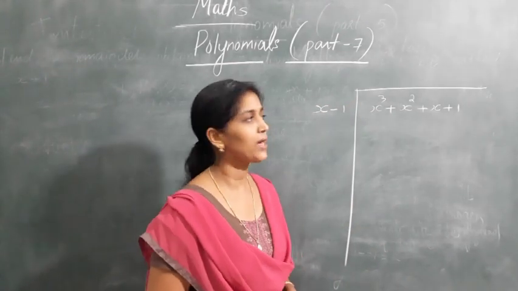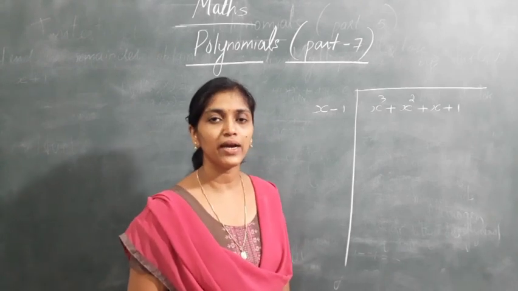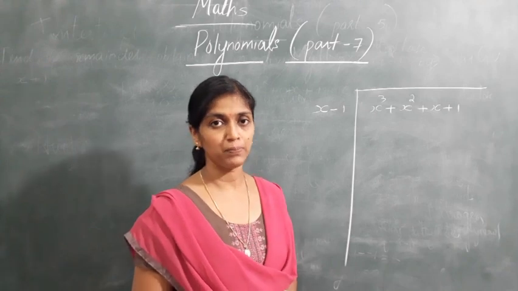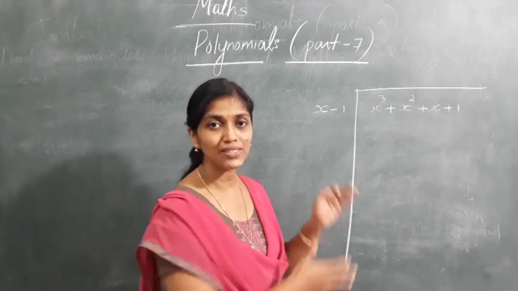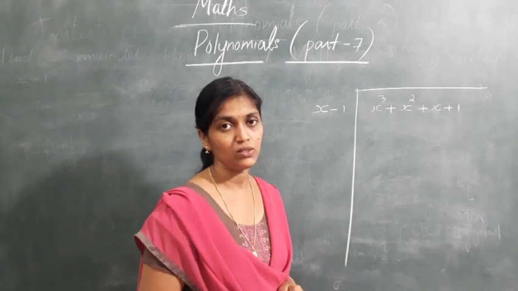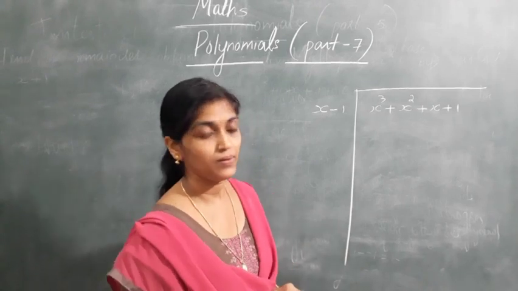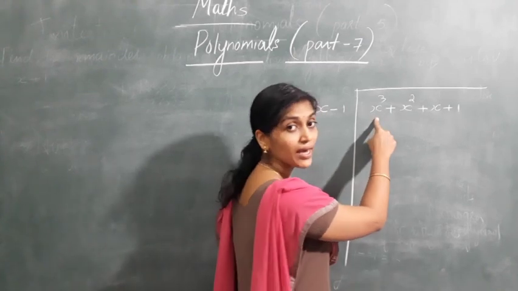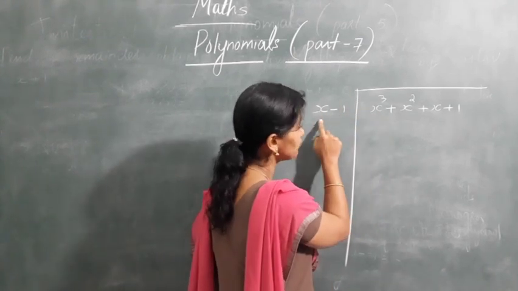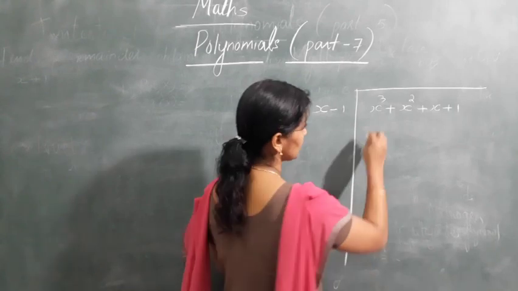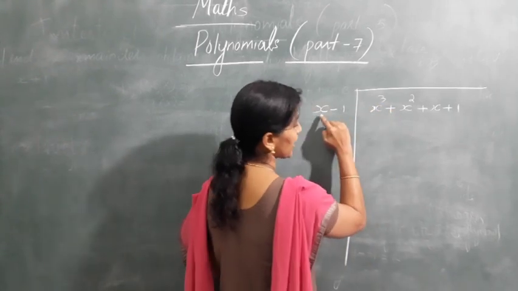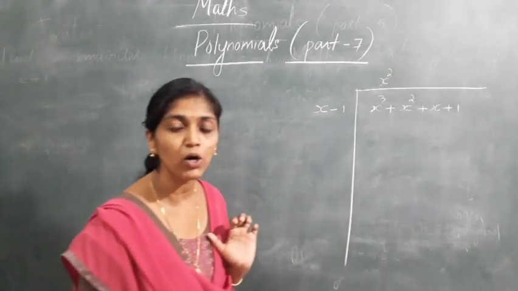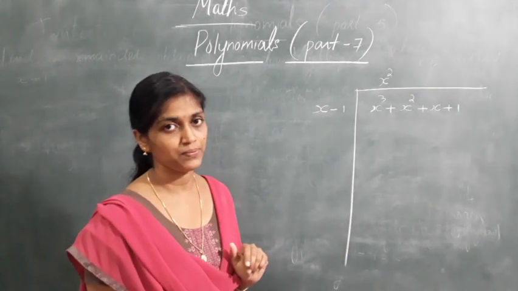In the previous class we have seen how to divide a polynomial by another polynomial. So we know the steps of division. What was our first step? Take the first term x cube divided by the first term of the divisor. So x cube divided by x, we know, is x square. That is the first term of the quotient.